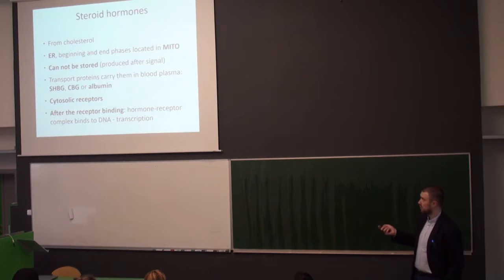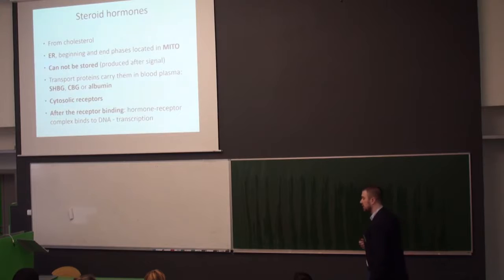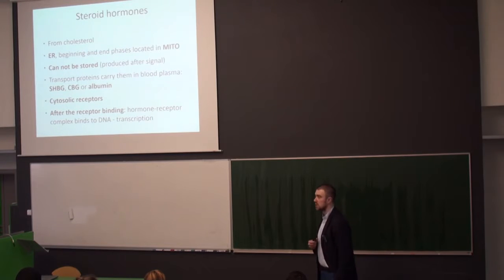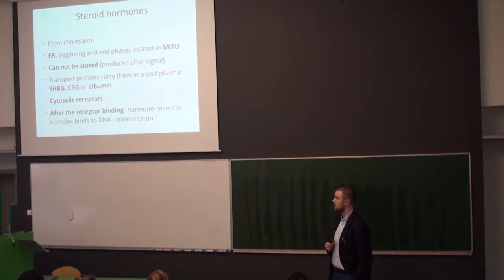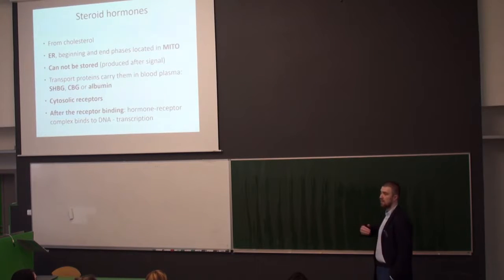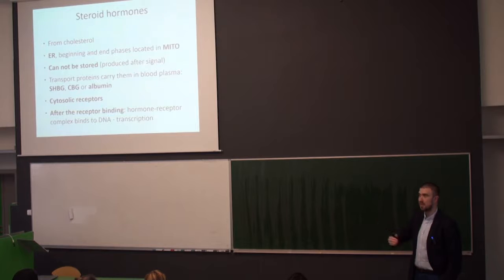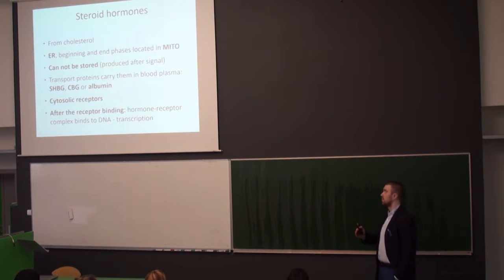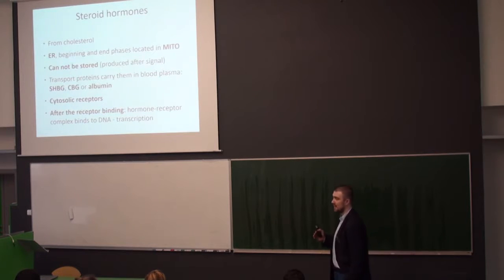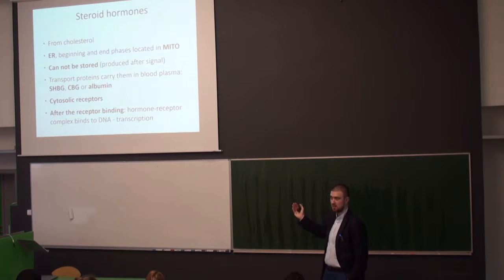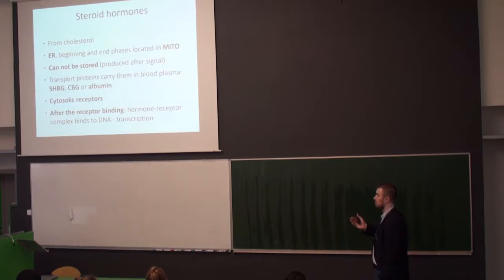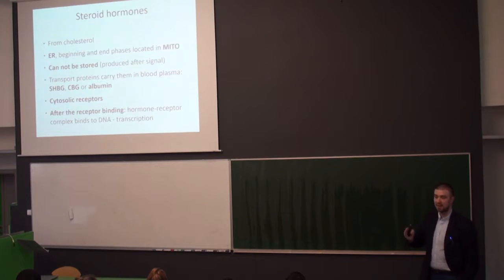As you know, for steroid hormones, we cannot speak about the storage. Since steroid hormones, as you know from the signaling part of this course, can have the intracellular receptors, they can cross the membranes, and therefore you cannot store them inside some vesicle in the producing tissue, in the producing cells. And therefore, steroid hormones are produced immediately after the signal.